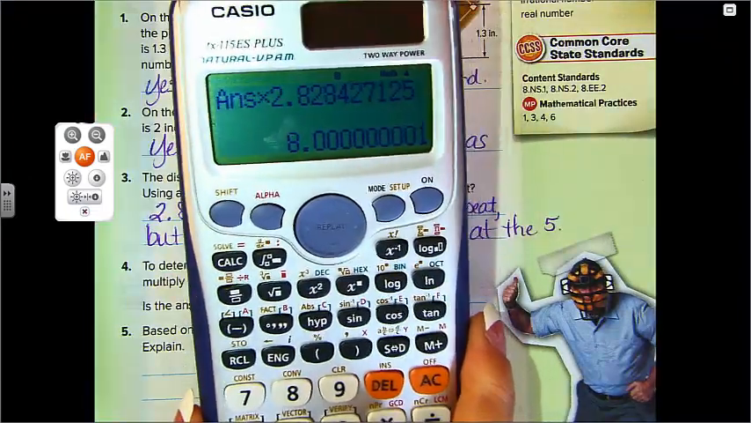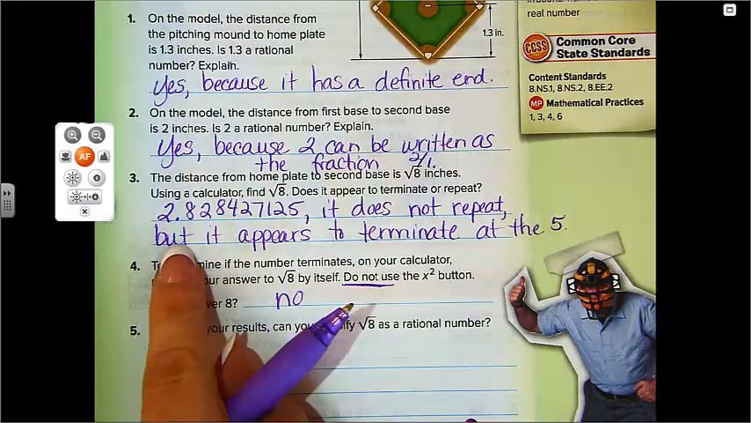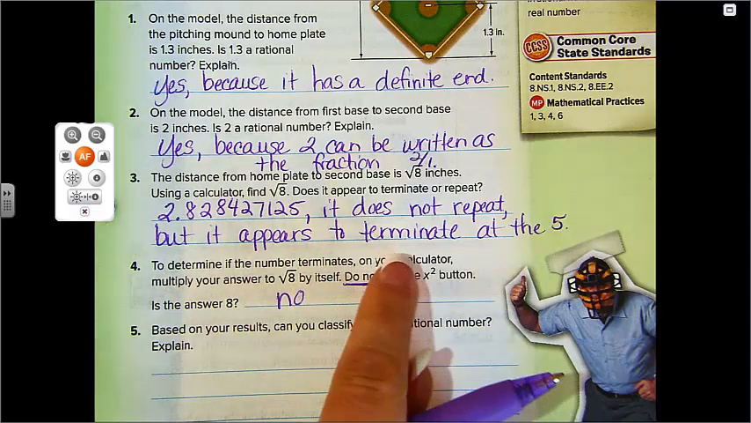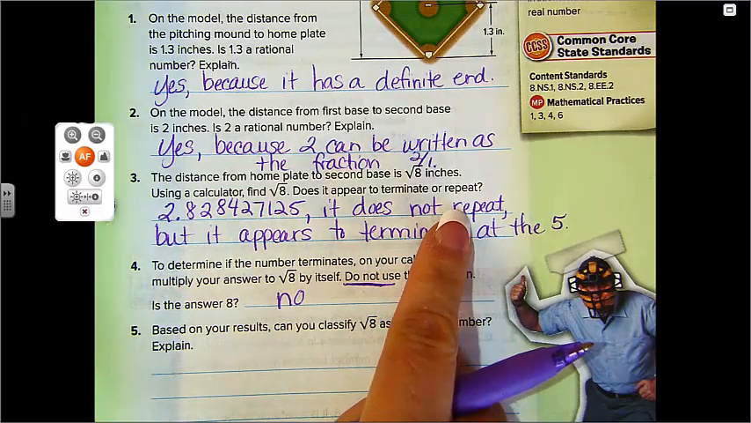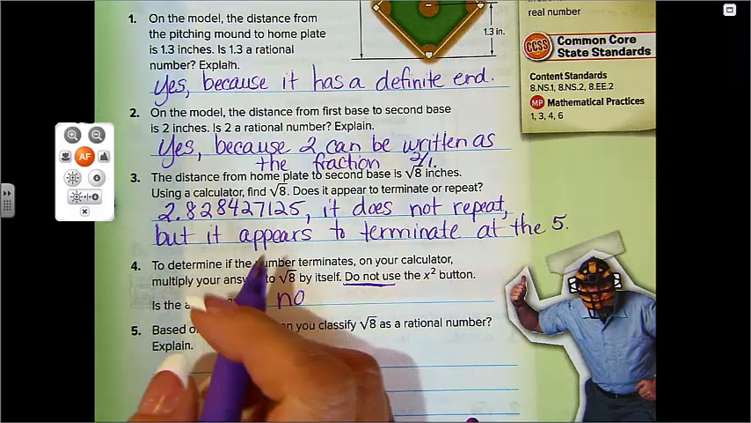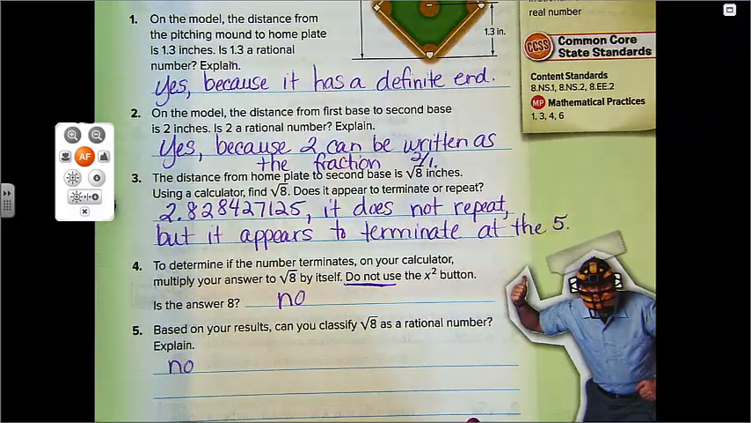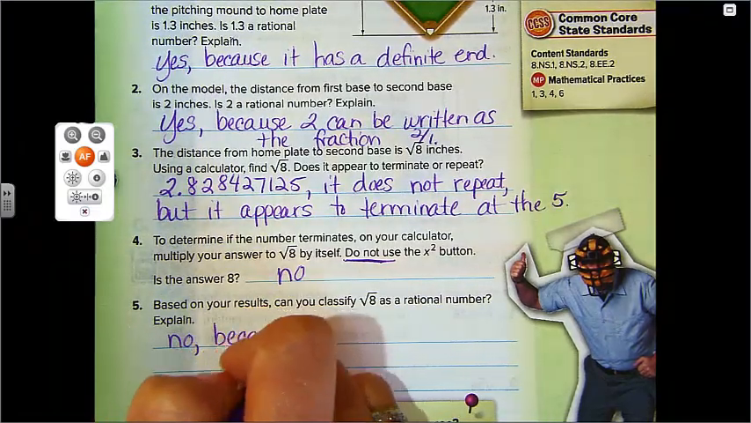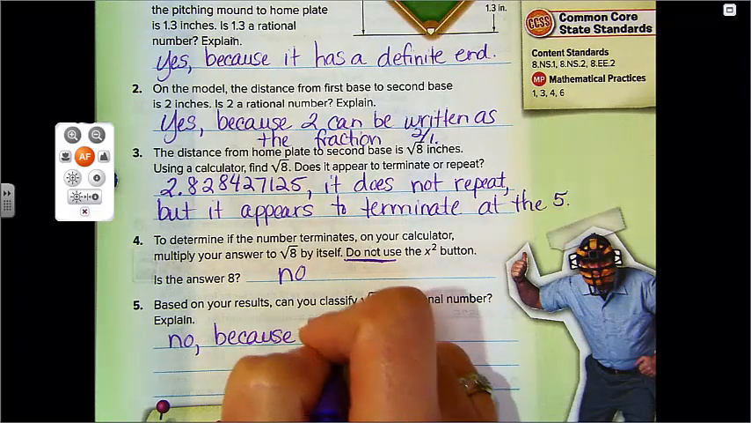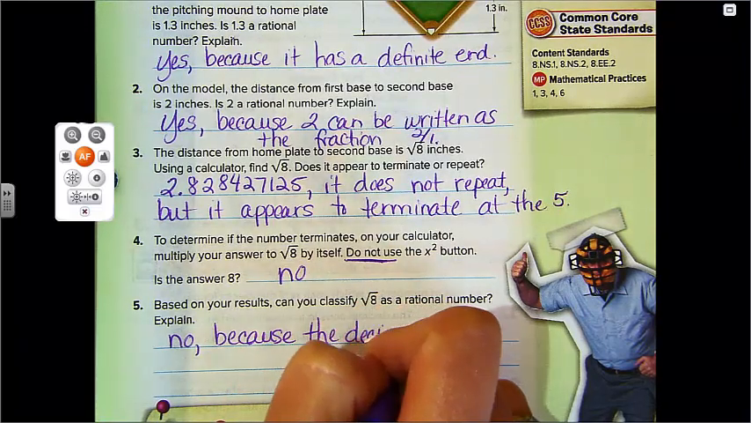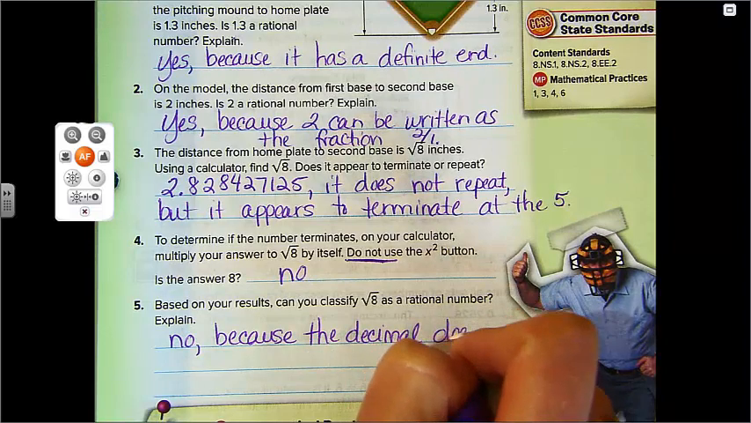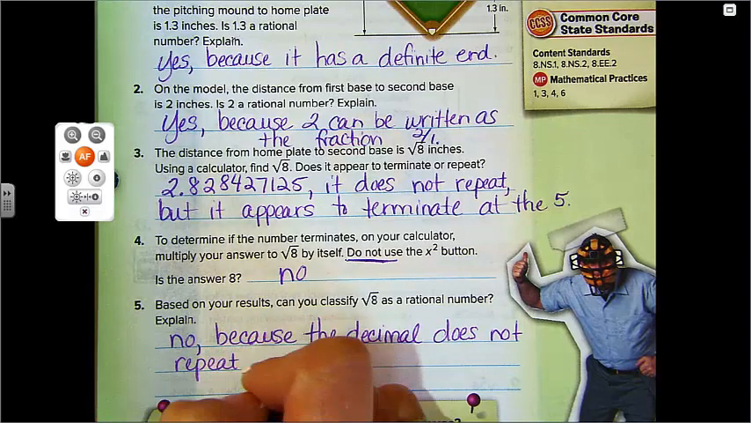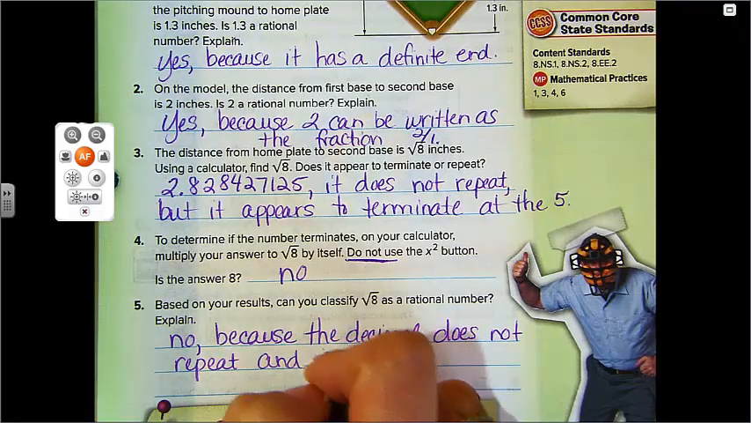Because of that, we now know that this does not have an end. It appears to go on forever. It is not something that terminates, and it does not repeat. So is it a rational number? The answer is no, it is not a rational number. And the reason is because the decimal does not repeat, and it does not terminate.